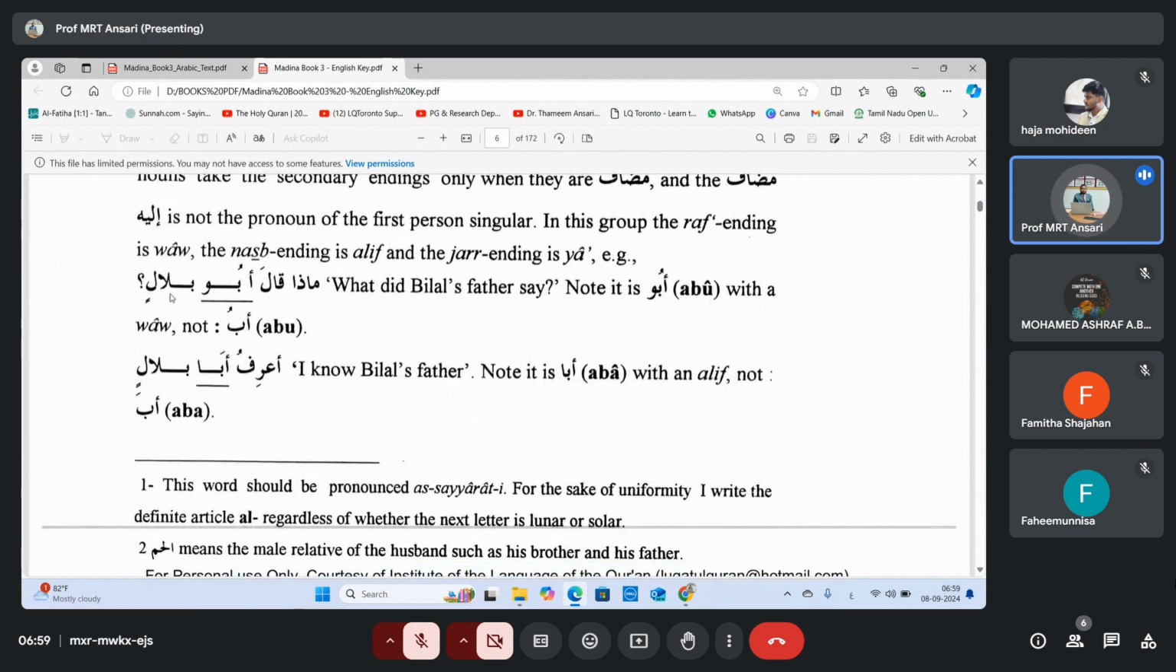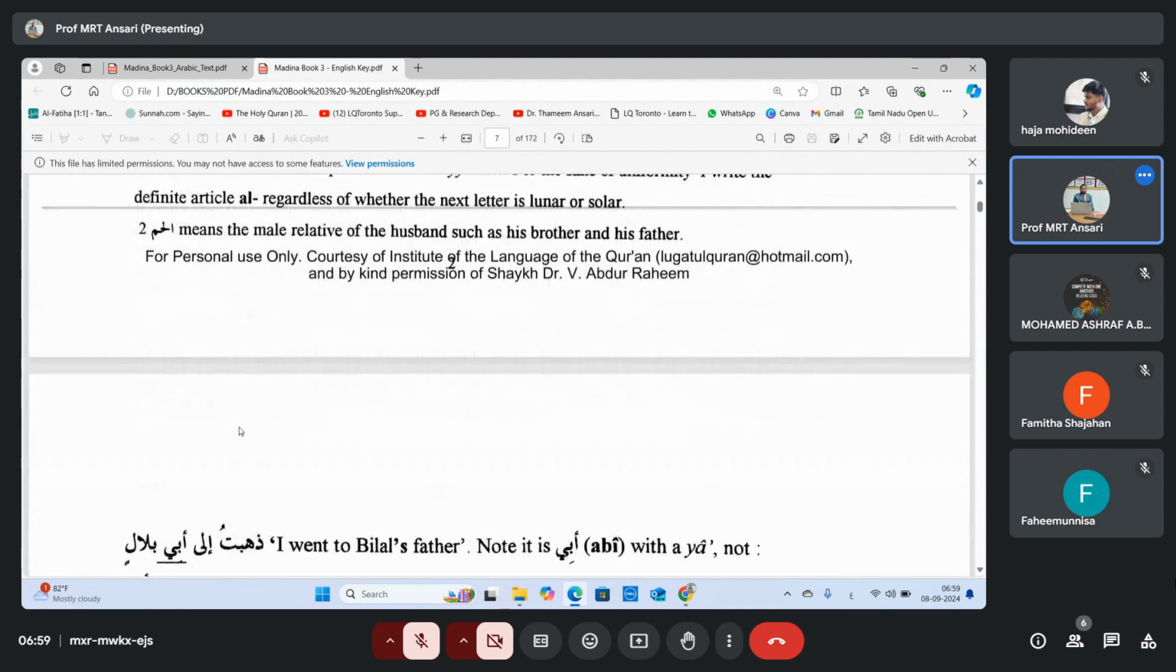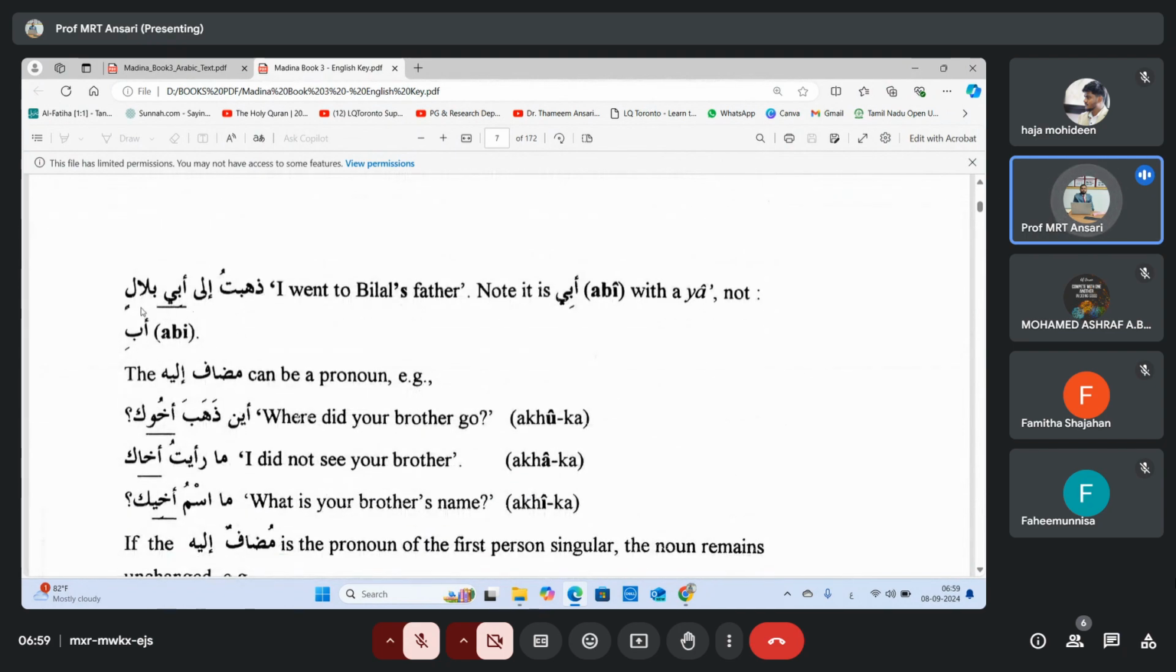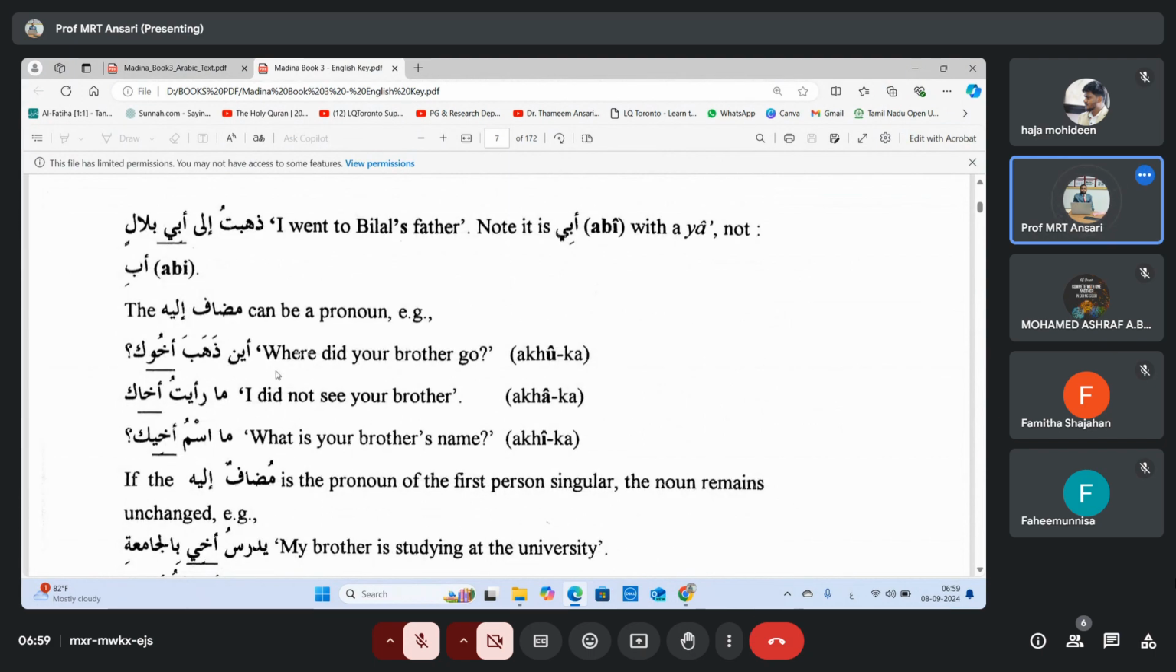Example, Madha Qala Abu Bilalin. So, it is Abu with the waw. Arif Abba Bilalin, I know Bilal's father. Note it is Abba with an alif. Zahabtu ila Abi Bilalin, I went to Bilal's father. Note it is Abi with ya. Clear? Okay. Therefore, the mudaf ilayhi can be a pronoun.